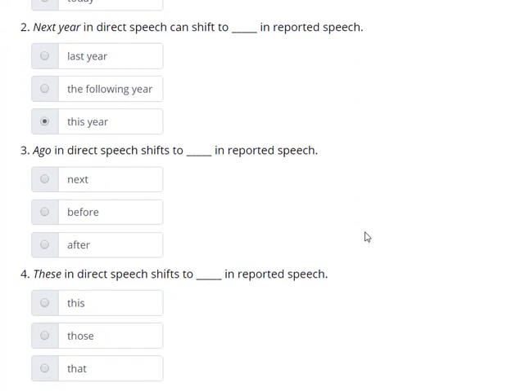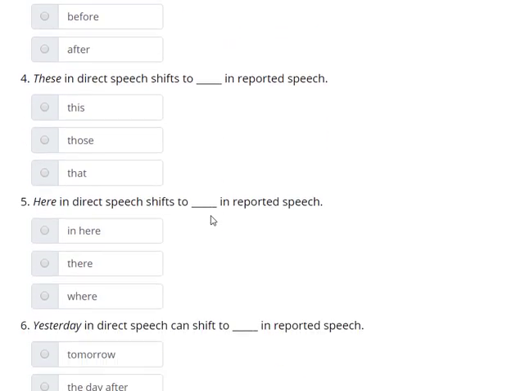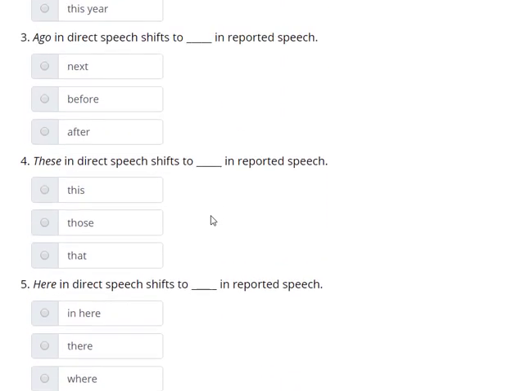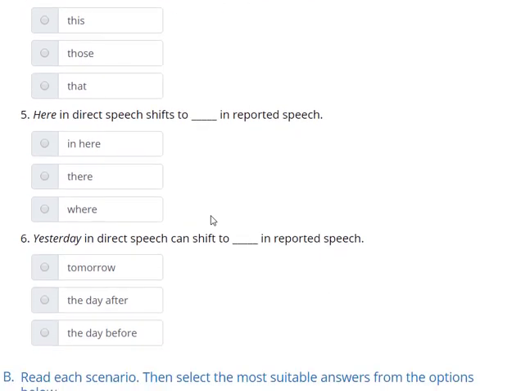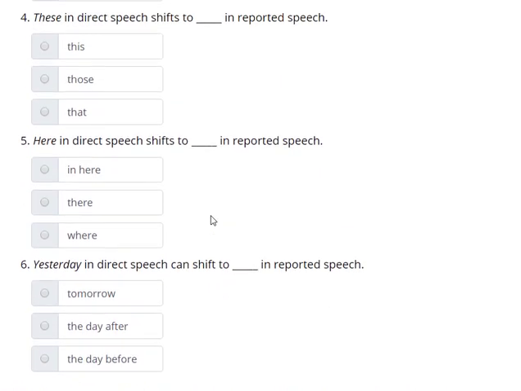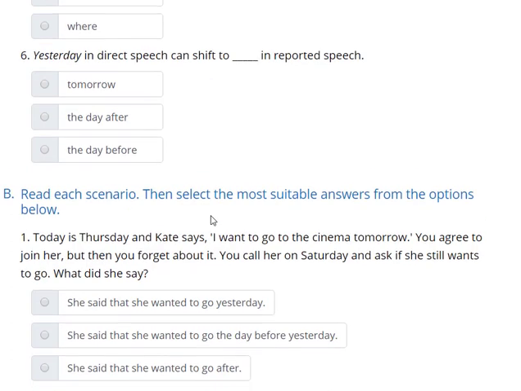The next question. Next year in direct speech can shift to what in reported speech? Is it last year? Is it the following year? Or is it this year? Which one do you think it is? Put the answer in the comments. Let me know. The answer is actually the following year, right? So next year, the following year. Okay, let's move on. There were some of these we didn't actually cover in the demo lesson. So you can see ago, these, have, yesterday's. I won't cover those because we didn't have time to cover those in the demo lesson, unfortunately.